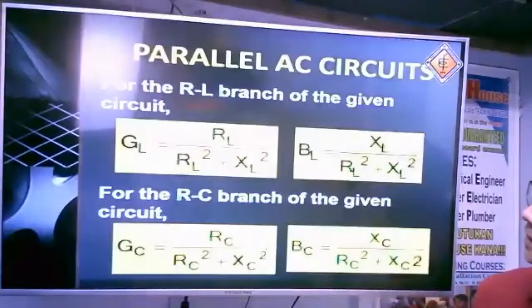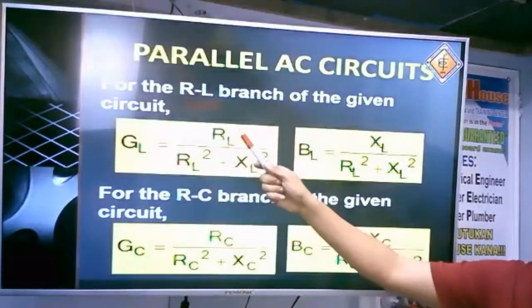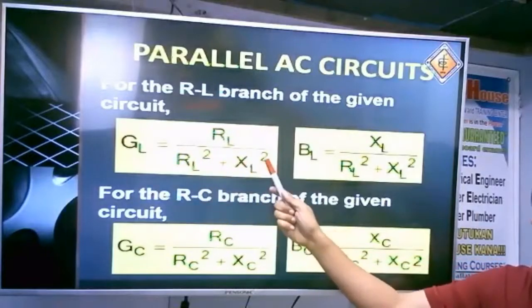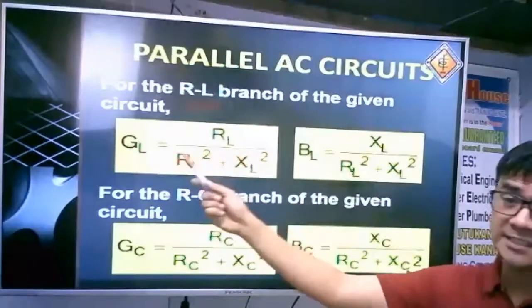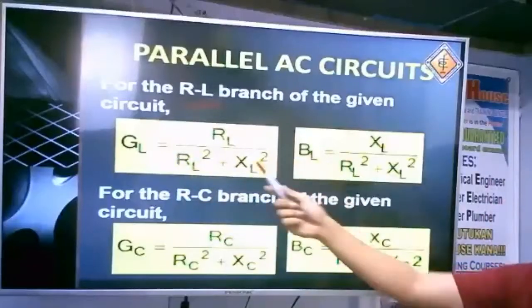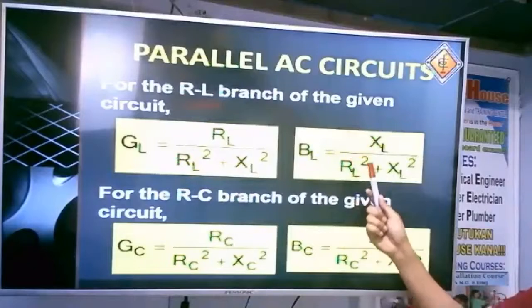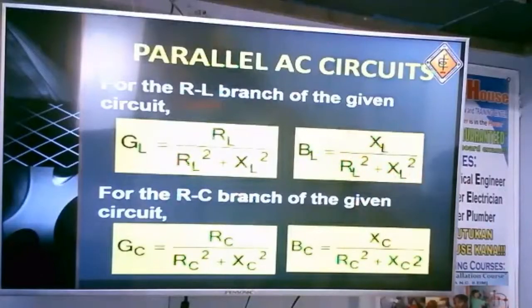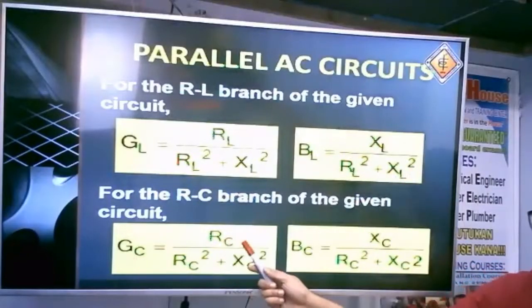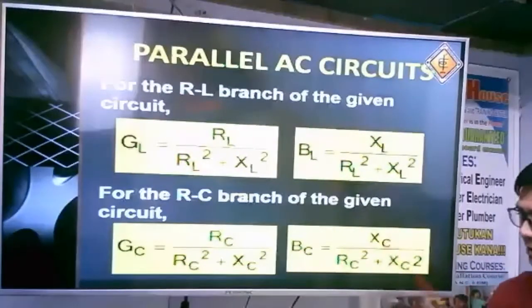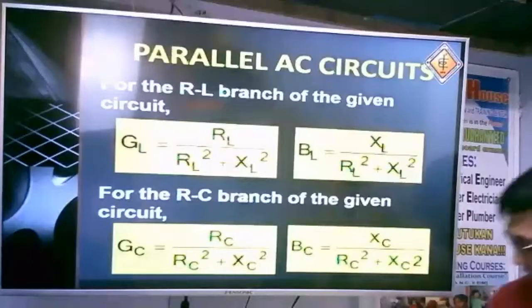So for the RL branch, we have our G sub L. We have this formula: RL over RL squared plus X sub L squared. This is actually the square of the Z sub L, right? On the inductive portion, beta sub L is X sub L over RL squared plus X sub L squared. And then G sub C is RC over RC squared plus X sub C squared. Beta sub C is X sub C over RC squared plus X sub C squared.